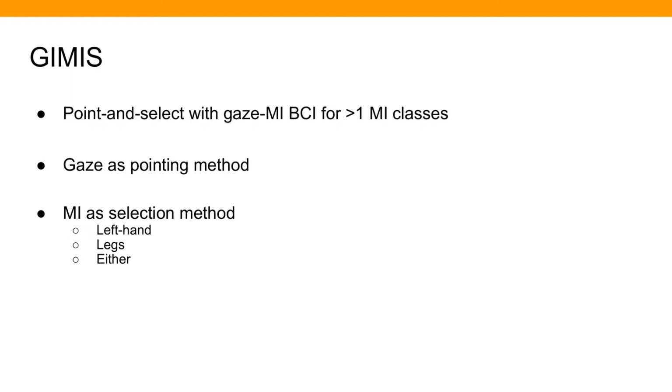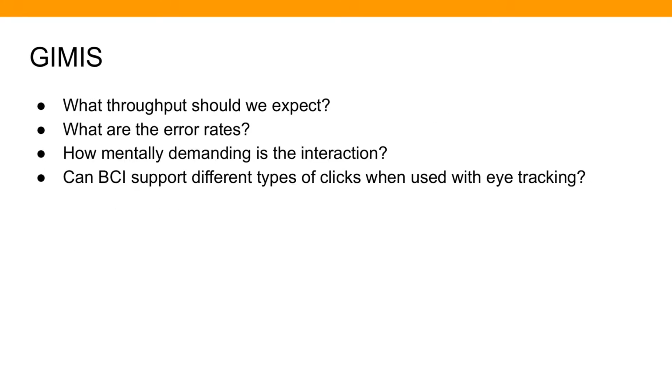Therefore, in our proposed method, GIMIS, gaze input with motor imagery selection, our experiment focused on implementing and evaluating a gaze-MI hybrid for pointing a target using gaze and selecting the target using MI. We investigated three selection methods: MI of the left hand, legs, and either left hand or legs. It will help answer the following questions.